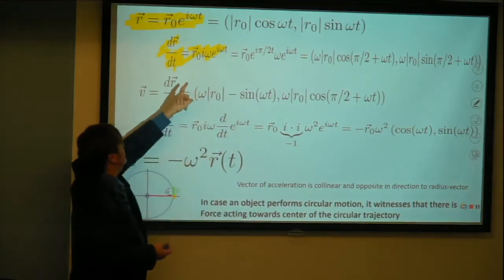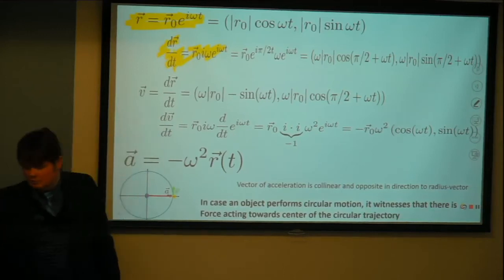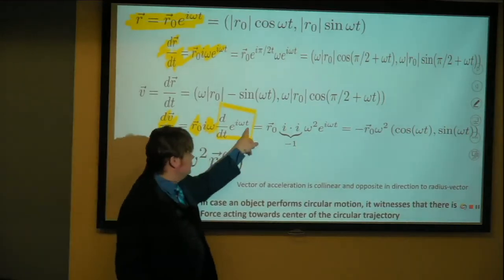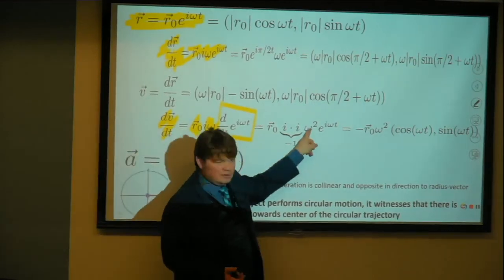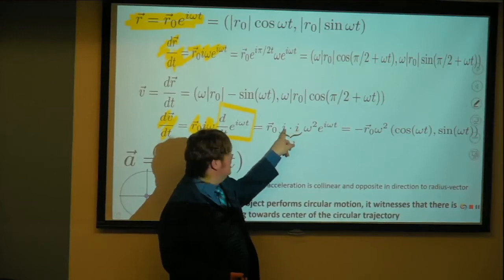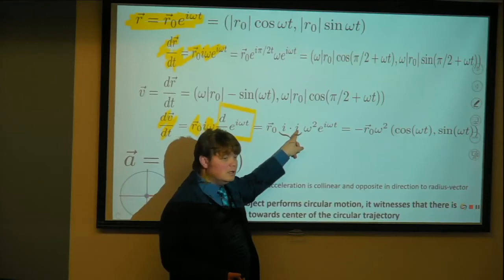Now, if we take the derivative of velocity, the initial radius vector up front stays, imaginary constant and frequency stays, and then we take one more derivative of this exponential. And in the standard way, it brings us another power of omega and another imaginary unit. I times I will be negative 1, right? It's here.